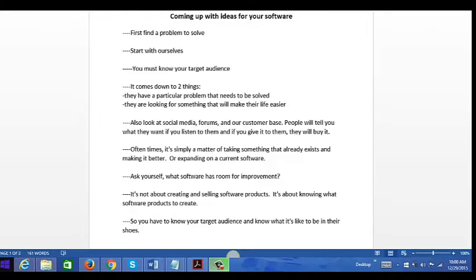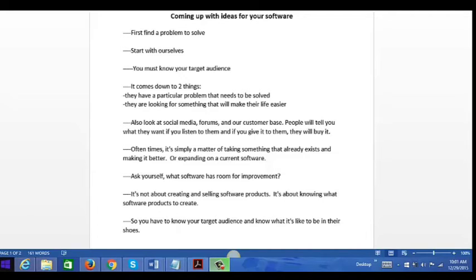It's going to cover coming up with ideas for your software. So before you create a software product, you need to know what it's going to bring to the table. You need to know what problems it's going to solve, because that's what software tools do, is that they solve problems or potential problems. Okay, so first let's start with ourselves.